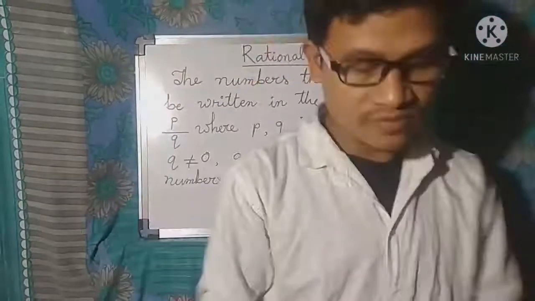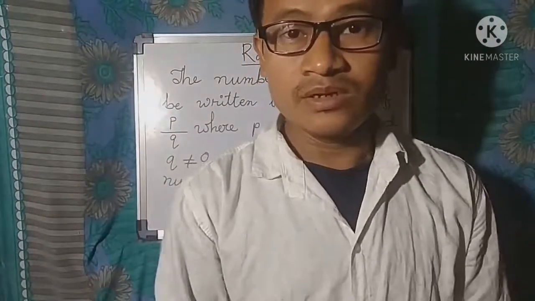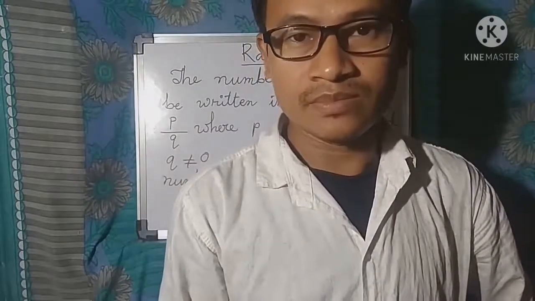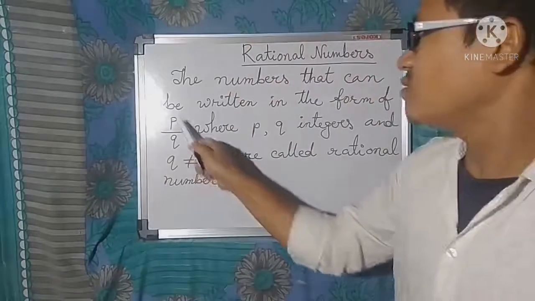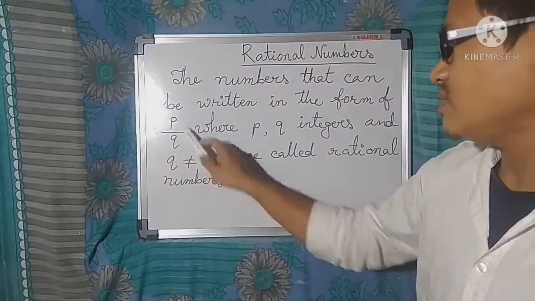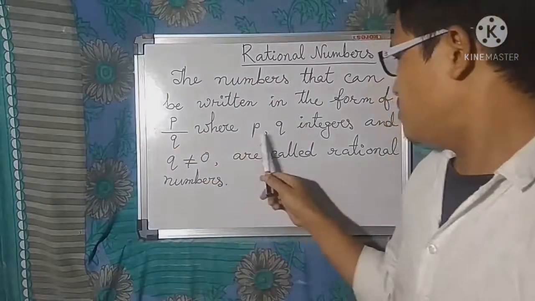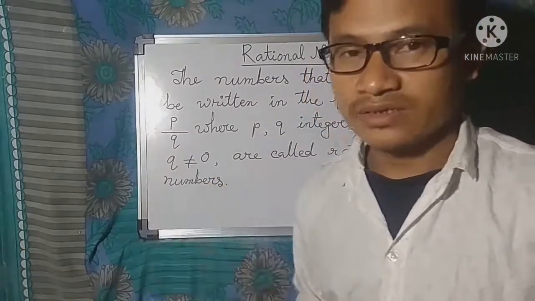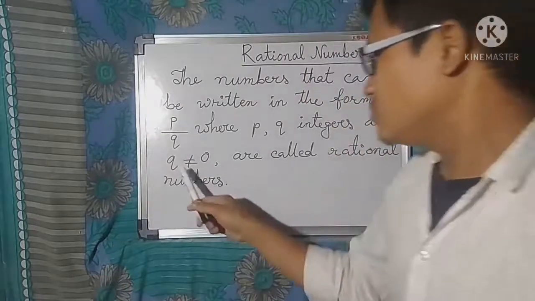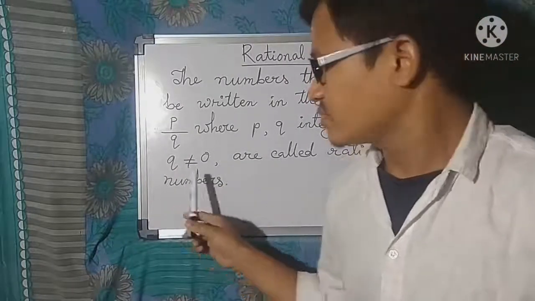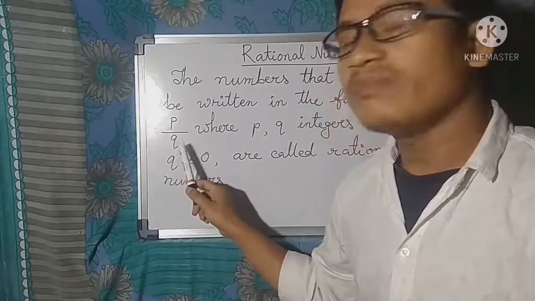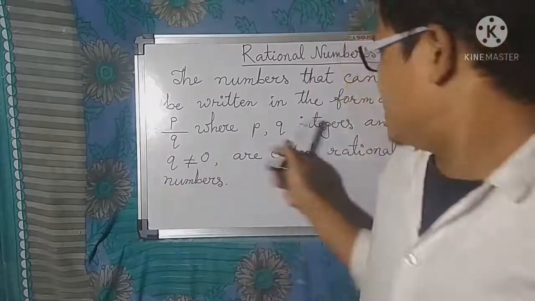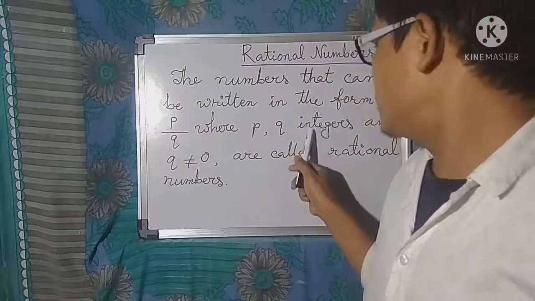So what did you understand from this definition? The number must be in the form of p by q, and p and q should be integers. P and q are integers and q must not be equal to 0. So integers. Now integers. What are integers?